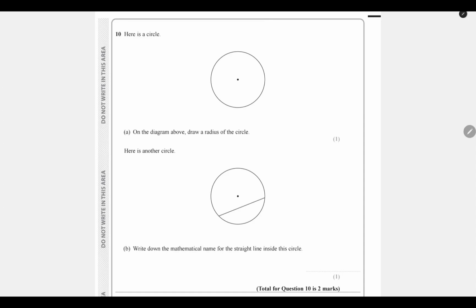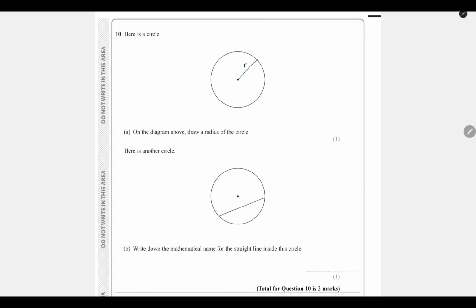Question 10 says, here is a circle. Part A is asking us, on the diagram above, draw a radius of the circle. So a radius is anything from the center of the circle to the edge of the circle. So we can just draw a straight line from the center to the edge, and that will be our radius, and we call that R.